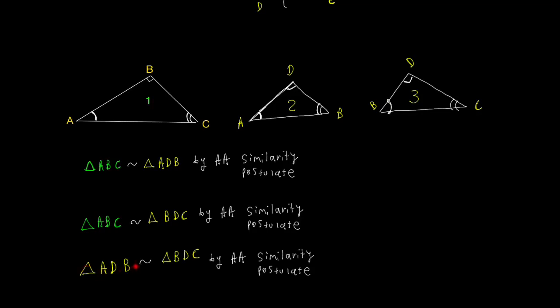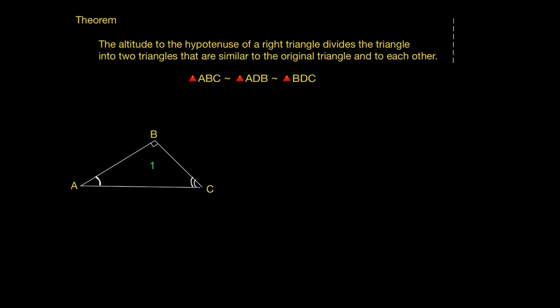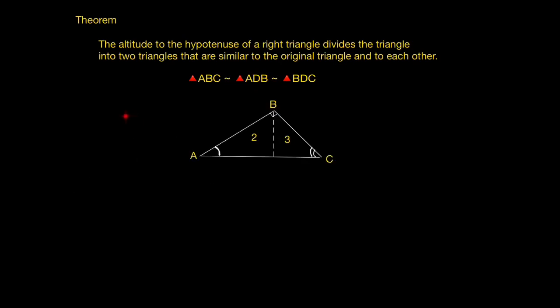Finally, I claim that triangle ADB, triangle 2, is similar to triangle BDC, the third triangle, and again by the AA similarity postulate. Here we have more than two angles, right? B is congruent to A, B is congruent to C, and we have that 90-degree angle right here. And now you can see how each one of these triangles is similar to one another, which is exactly what this theorem states. And I'm really sorry, I apologize, but I made a little tiny typo here. So it should say ADB. I think I had it backwards. And hence we've proved the theorem.